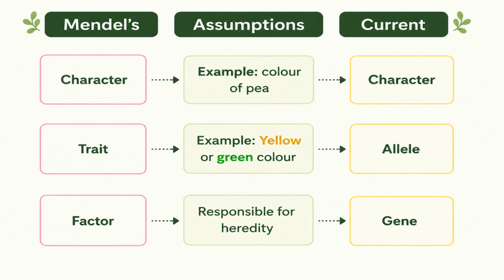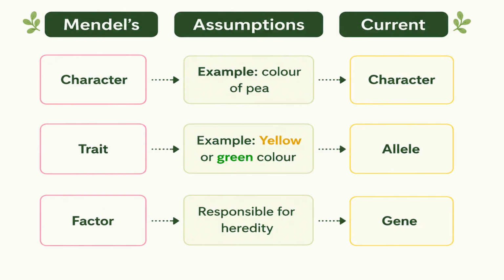Now, students, let us understand how Mendel's assumptions are connected with the terms we use today in genetics. When Mendel performed his experiments, the science of genetics was not developed, so he used simple terms according to his understanding. Today, modern genetics uses more advanced scientific terms for the same concepts. Let us understand this one by one.